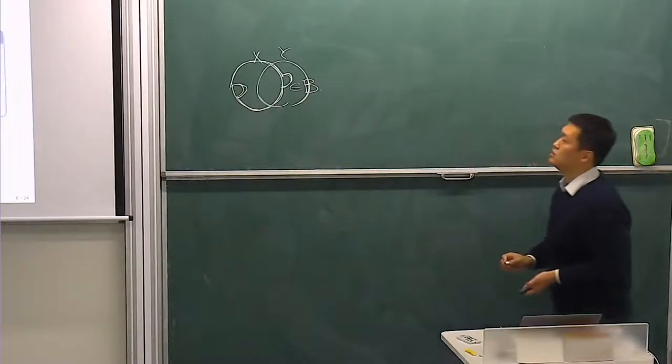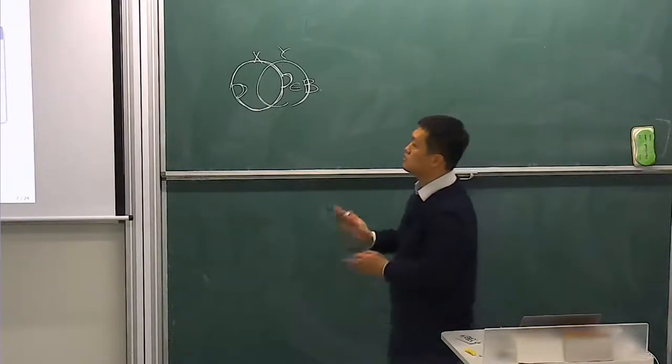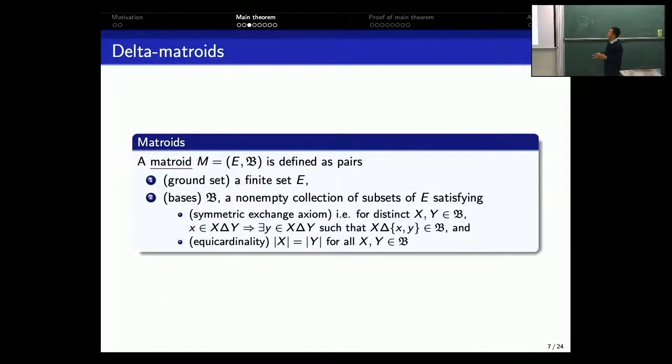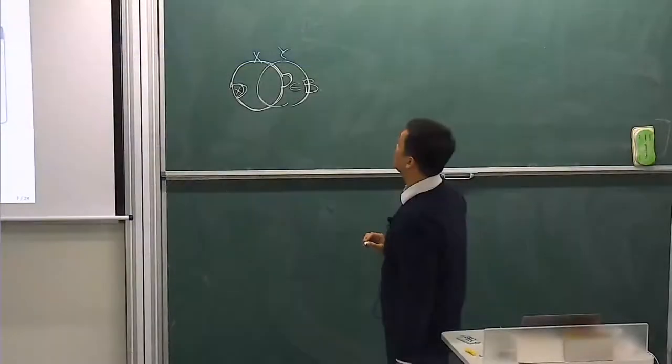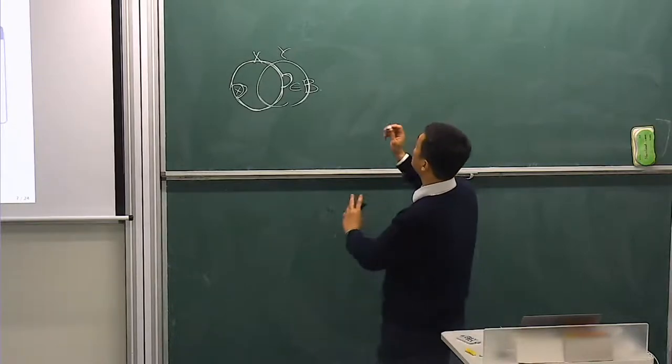And this basis exchange axiom can be broken down into two conditions. One is the symmetric exchange axiom, and the second one is a condition of equicardinality. So here, the symbol delta means a symmetric difference. So I will give a pictorial explanation of what the symmetric exchange axiom is. Unlike the basis exchange axiom, we can pick x here, and we can find y in the symmetric difference of x and y. So there are three possibilities.